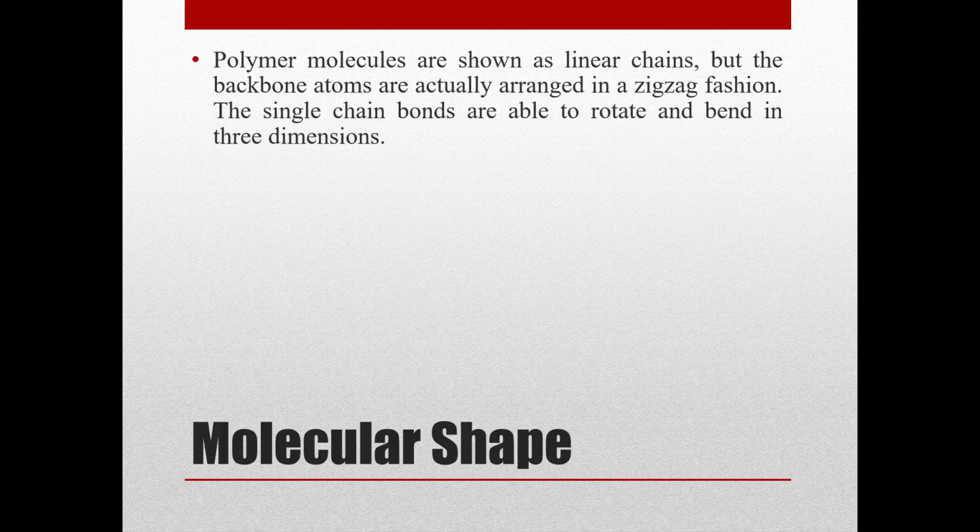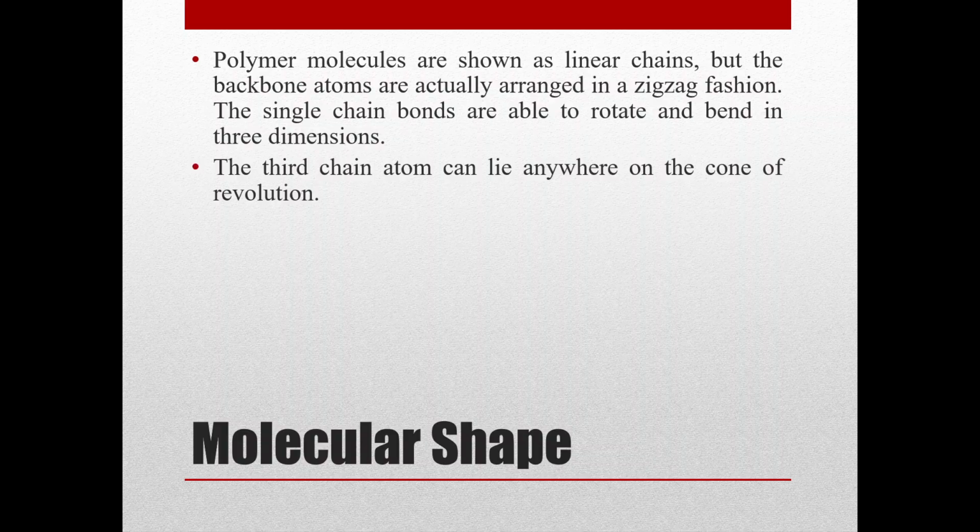Polymer molecules on a piece of paper or in any book are normally seen in a two-dimensional plane. We see that the polymer molecules are shown as linear chains, but the backbone atoms are actually arranged in a zigzag fashion. The single chain bonds are able to rotate and bend in three dimensions. As we know, if it is a single bond, then it is able to rotate and bend in three dimensions.